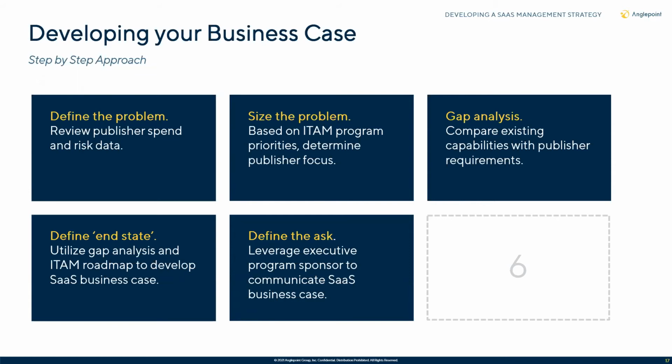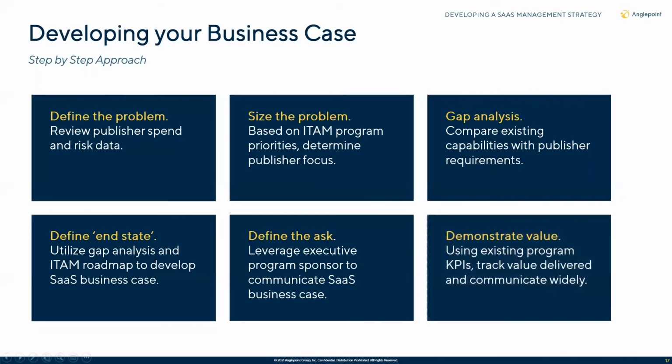You've done your homework, you've done your gap analysis, you've defined where you want to end up. It's all aligned with your program. Make sure they support communicating that, and then demonstrate that value. Assuming you can get the resources, this is then the flip side. They're going to spend and outlay some resource, maybe give you an extra person, spend some money on a tool. Use your existing KPIs in your program to say, look, in the area of SaaS, here's what we're doing, and then communicate widely. Make sure you share your success.